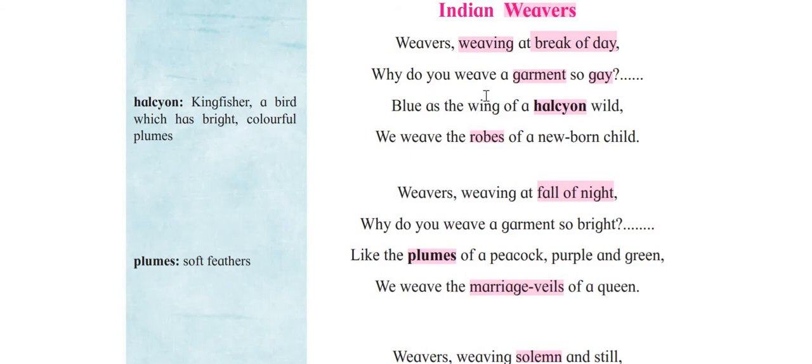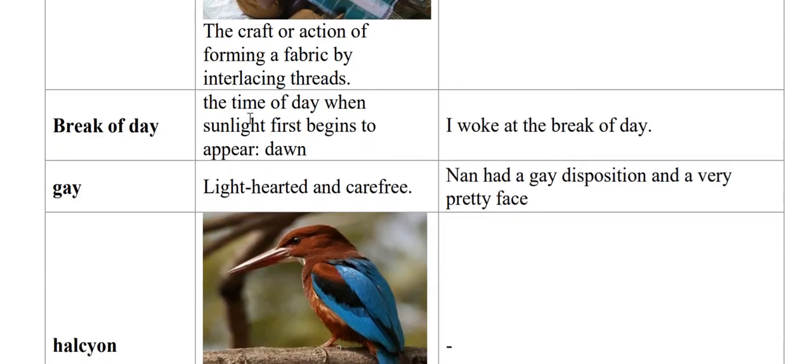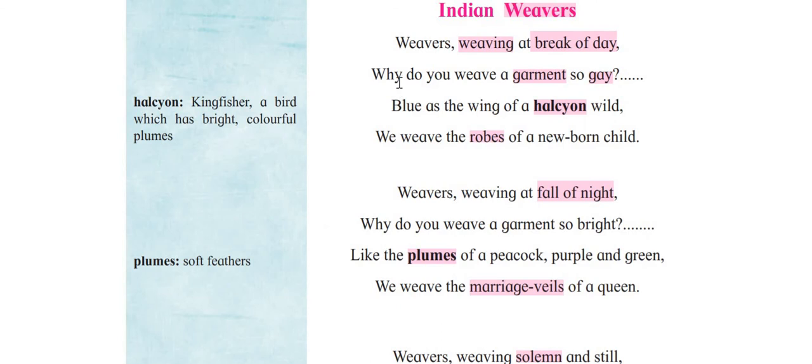Why do you weave a garment so gay? Garment means a cloth or something that is used to wear. Now, gay here means light-hearted and carefree and happy and cheerful. Why do you weave a garment so gay? Why are you weaving a garment that is so very cheerful, that is so very happy? And then now the weavers are giving the answer to this.